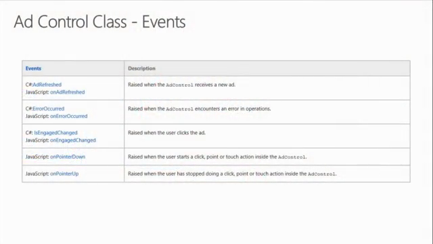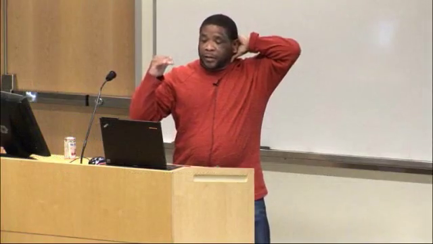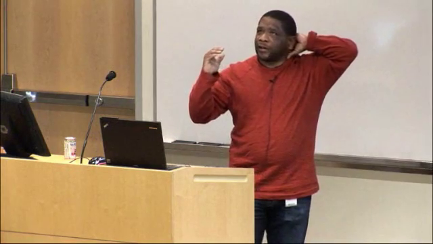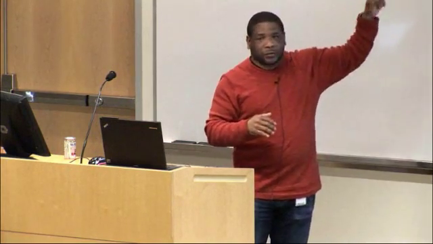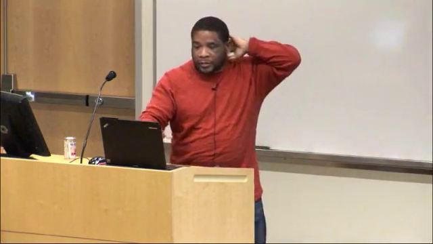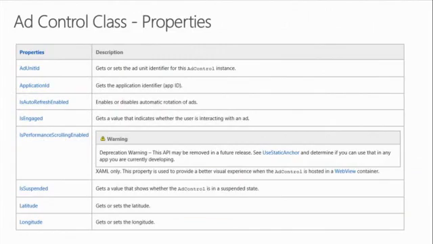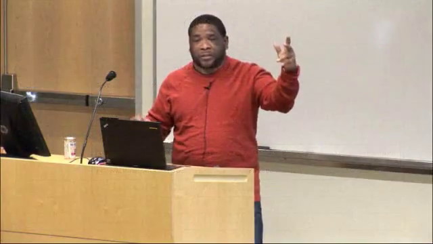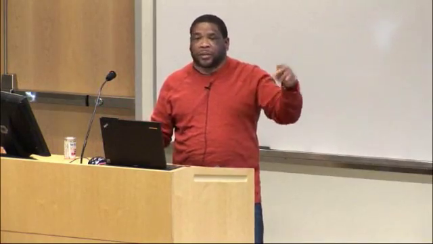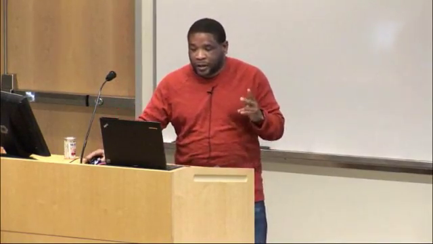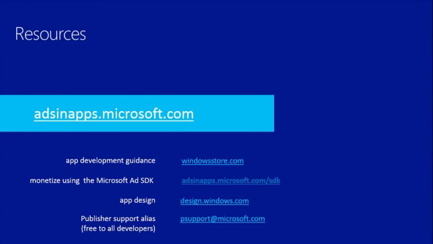And then we also have events. So you saw the on-ad refresh in JavaScript. I don't think I showed you error. Well, yeah, I did error handling when I was doing the ad refresh. I should have showed that. Then you see it's engage, if the user engages in the ad and things like that. Then you got properties, which we talked about. The auto refresh is enabled. You talk about the ad unit ID, application ID, is suspended. Longitude and latitude we didn't talk about, but it's there. And then just resources.